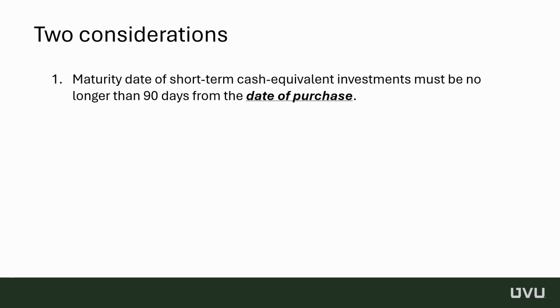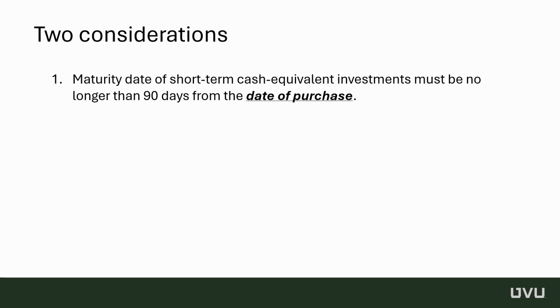So there are two important considerations to keep in mind when deciding whether something belongs with cash and cash equivalents. First, the maturity date matters. To be treated as a short-term cash equivalent investment, it must have a maturity date of no longer than 90 days from the date of purchase. And that last phrase is important, from the date of purchase. For example, suppose a company buys a treasury bill that matures in 60 days. Well, that could potentially qualify as a cash equivalent, assuming the other criteria are met.